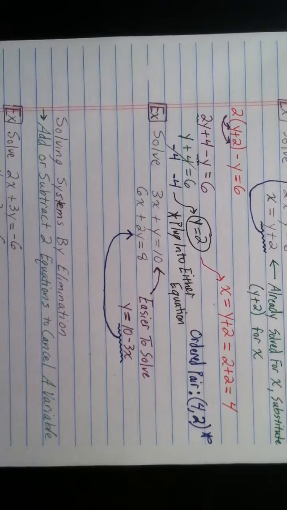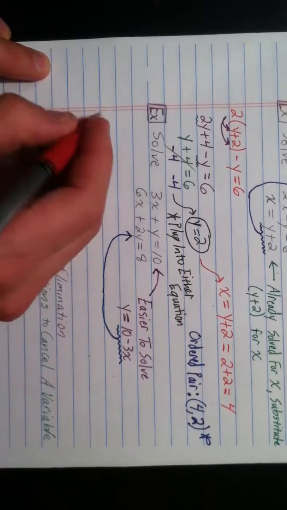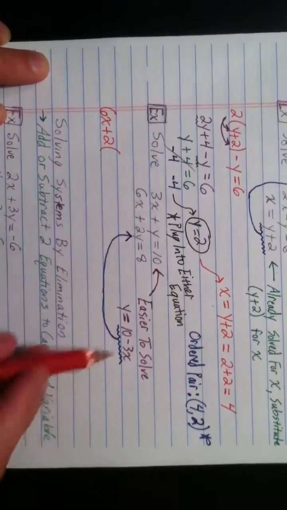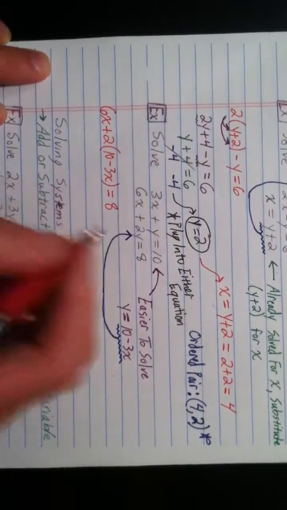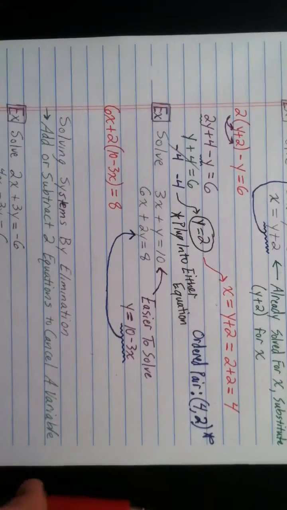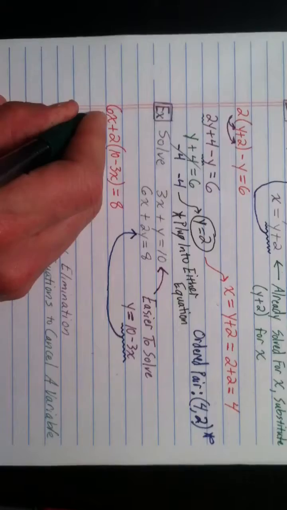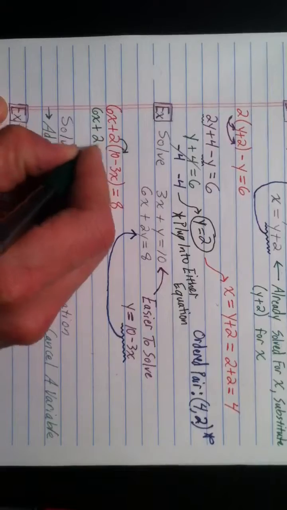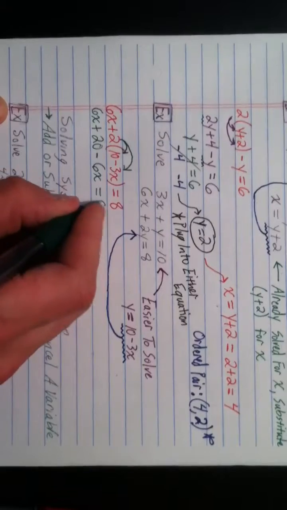So we need to rewrite that equation, replacing the y with 10 minus 3x. So we have 6x plus 2y, so replacing the y with 10 minus 3x, equals 8. Distributing the 2 into that parentheses, we get 6x plus 2 times 10 gives us 20. 2 times a minus 3x gives us minus 6x equals 8.